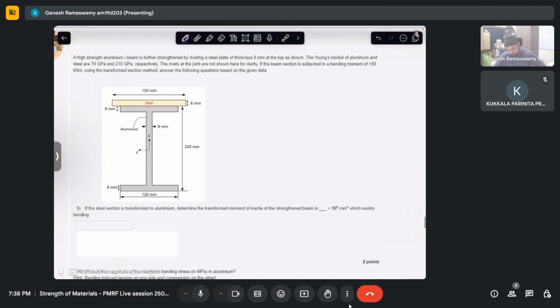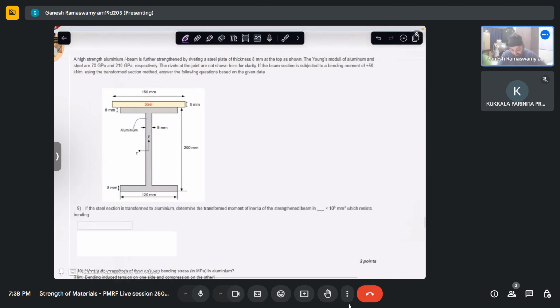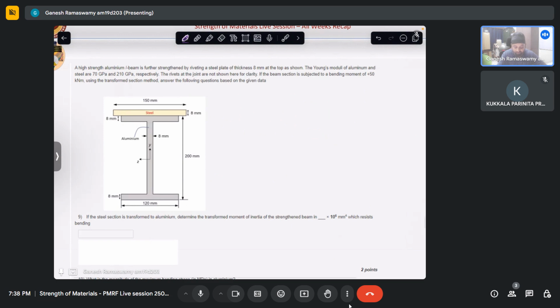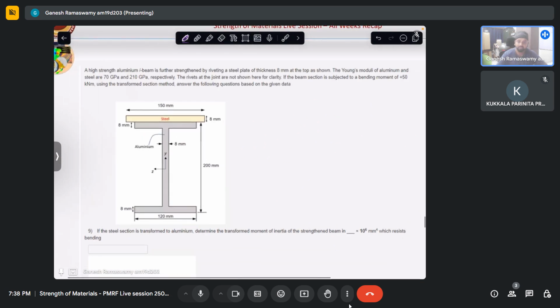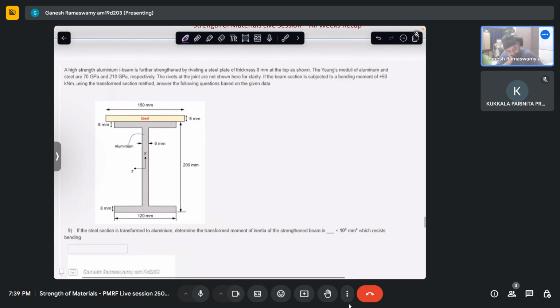A high strength aluminum I-beam is further strengthened by riveting a steel plate on the top. The Young's moduli of aluminum and steel are 70 and 210 respectively. The rivets are not shown here. If the beam section is subjected to a bending moment of plus 50 kilonewton meter, using the transform section method, find out what these quantities are.